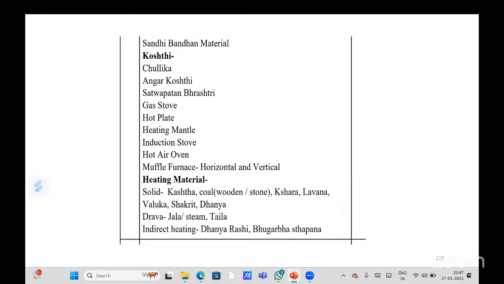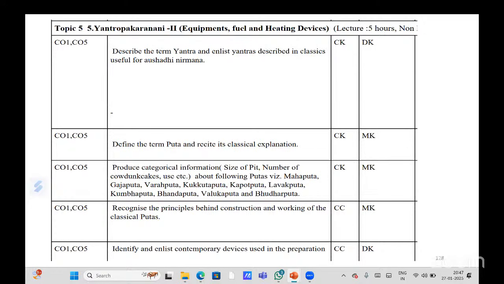Okay, so again, here we have the concept: define the term Puta and recite its classical explanations. And again, the size of a pit, number of Varnophalas, use etc. Like Mahaputa, Gajaputa, Varahaputa, Kukuta Puta, Kapota Puta, Lava Kaputa, Kumbha Puta, Bhanda Puta, Valuka Puta, and Bhudhara. All putas are must know only. So these classical putas you should read. And again, it doesn't mean that those modern equipment will be asked only for 10 marks. Okay, so moving to the concept of Puta, what to write.